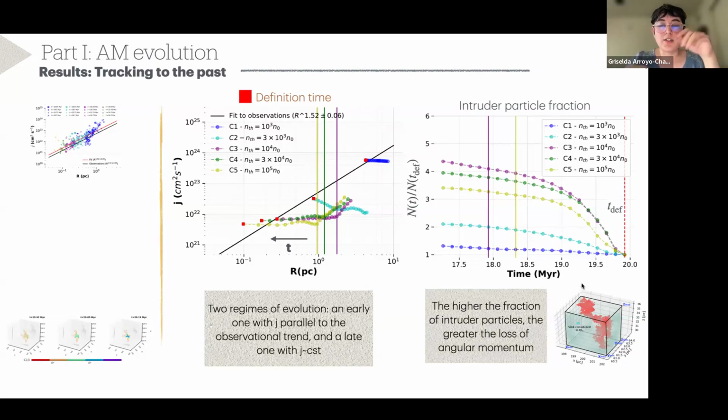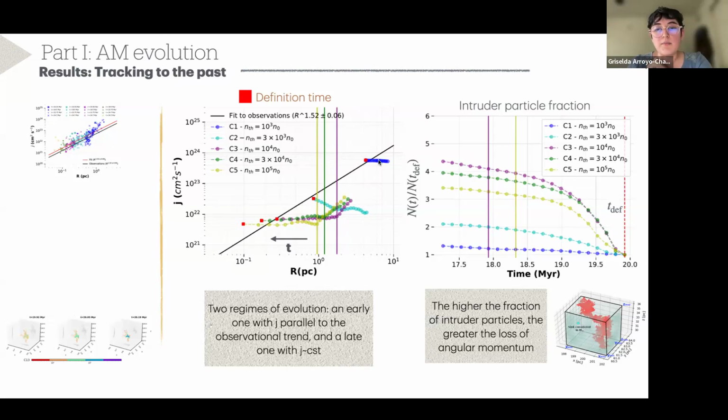And what we're trying to say here is that if we have more particles to interact with, more particles to exchange angular momentum with, then it's reasonable to think that these clumps are going to have a period of evolution losing their angular momentum. But once the clump is close to the definition time, where they are more compact and we don't have a lot of intruder particles, then they are evolving, conserving their angular momentum.